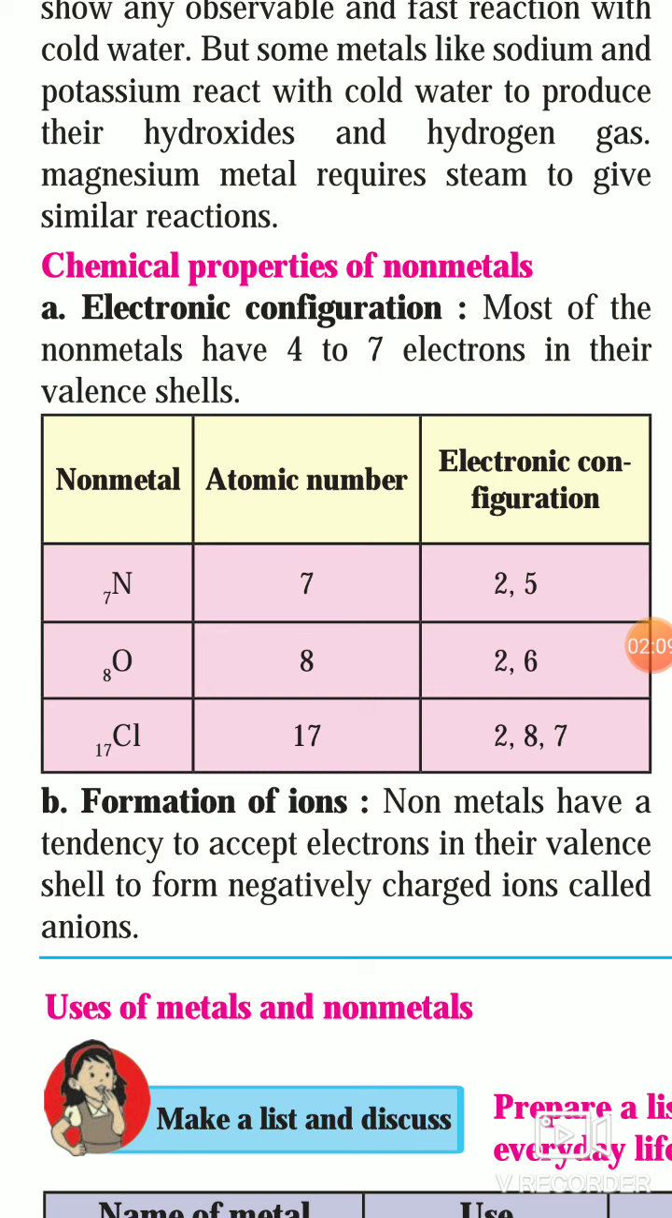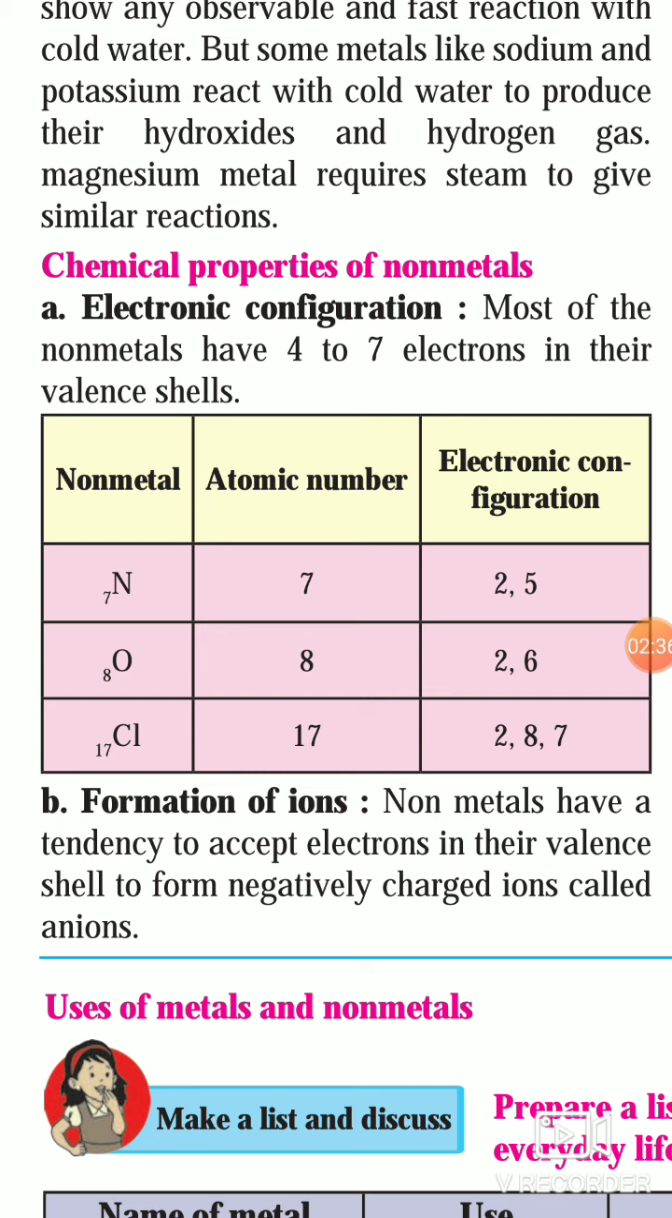The second example is oxygen. If oxygen has taken 2 electrons, its last shell will be complete. And in the case of nitrogen, it again needs 3 electrons. Then only its last orbit will be completed. So while accepting the electrons, it forms anions. Okay, so this is the second property, formation of ions.